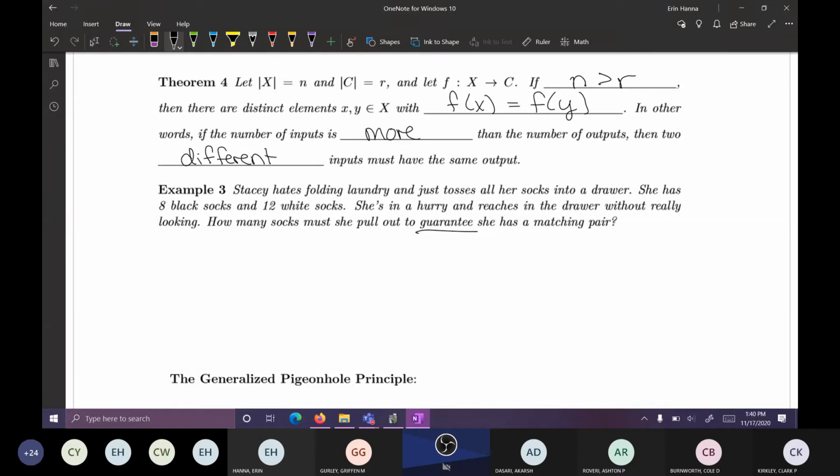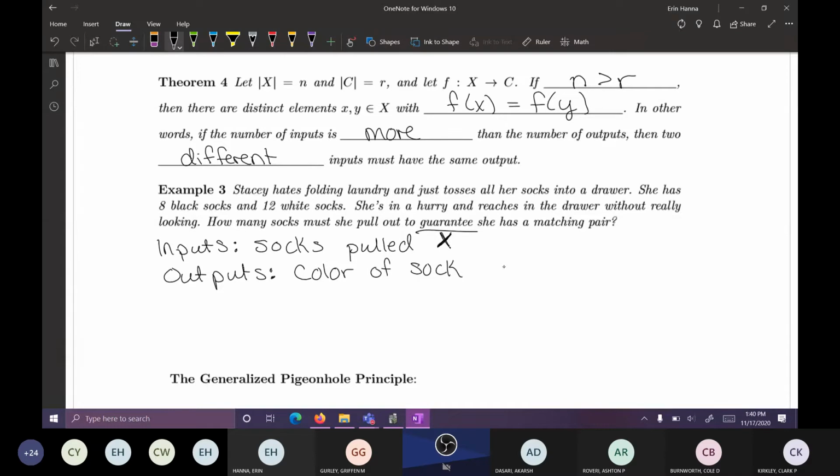So say we think about this in terms of a function. If we took inputs to be the socks she pulls, then the outputs are going to be essentially the color of the sock. Let me give these variable names. Let's call the socks pulled X. And then for the color of the sock, we essentially have 2 options. It's either black or it's a white sock. So essentially the number of colors is 2.